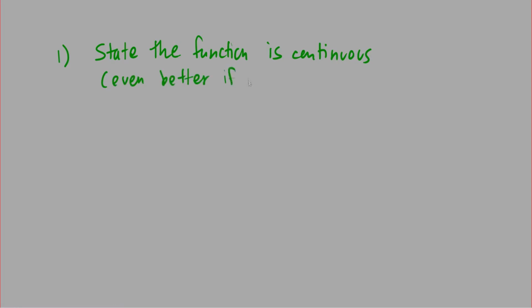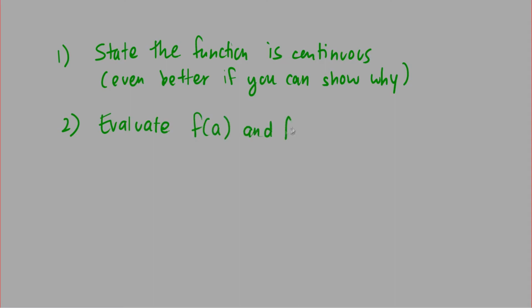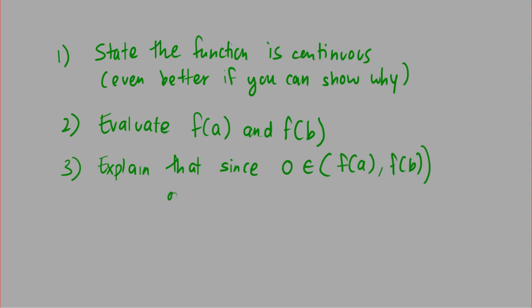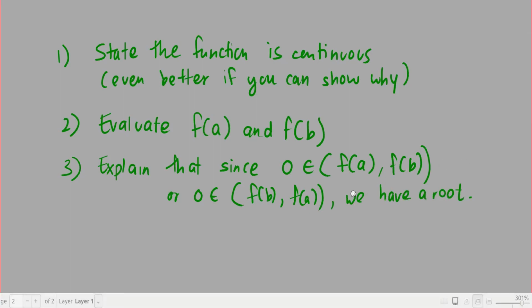To summarize, the general process of solving these types of questions is as follows. You state the function is continuous, and it's even better if you can show why or how. Then you evaluate f at the two endpoints of the interval given. After that, you explain that since 0 is between the two endpoints evaluated, we have a root.